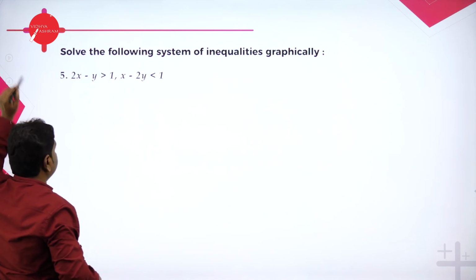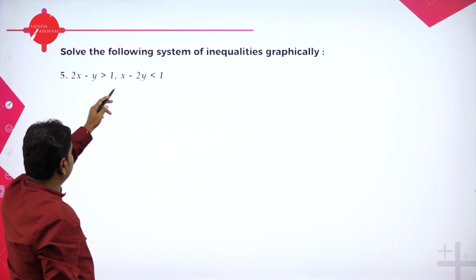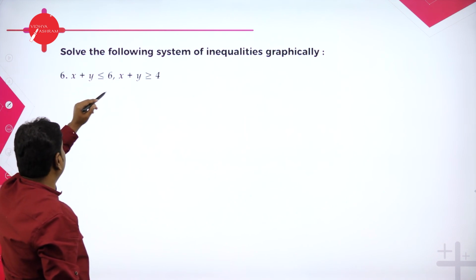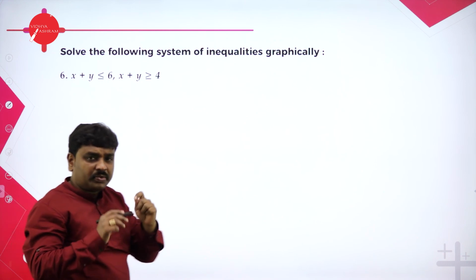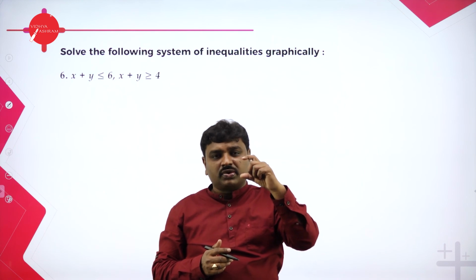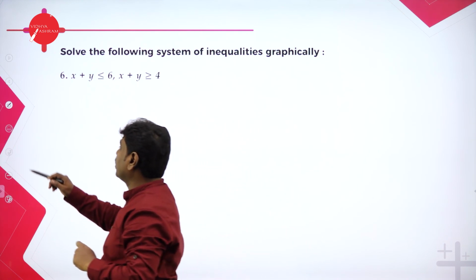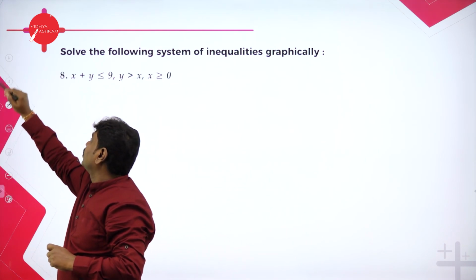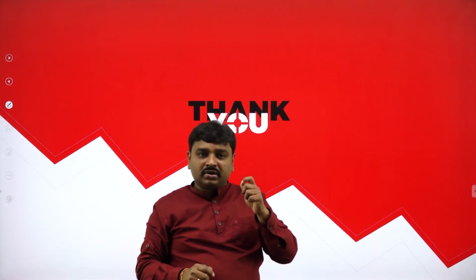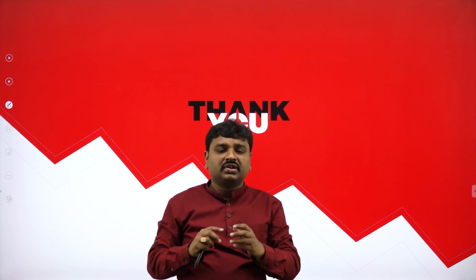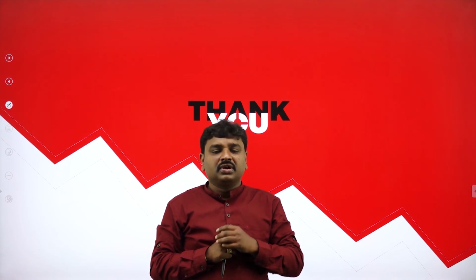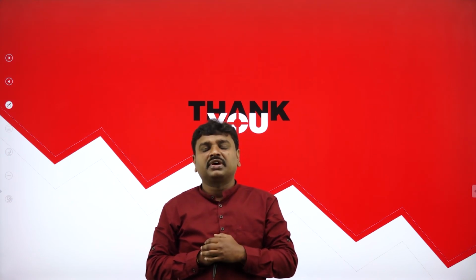Next we have 2x minus y greater than 1, x minus 2y less than 1 and x plus y. Problems 5 and 6 are direct. I expect you people to sit and solve. I have done 2 variable graphs. First put x equal to 0 to get the point on the y-axis. Put y equal to 0 to get the point on the x-axis. Like that, put x value 0 to get y, y value 0 to get x, and plot the graphs. The common region is the solution. I have done 4 problems. Please understand them and become thorough so that you can complete the exercise.